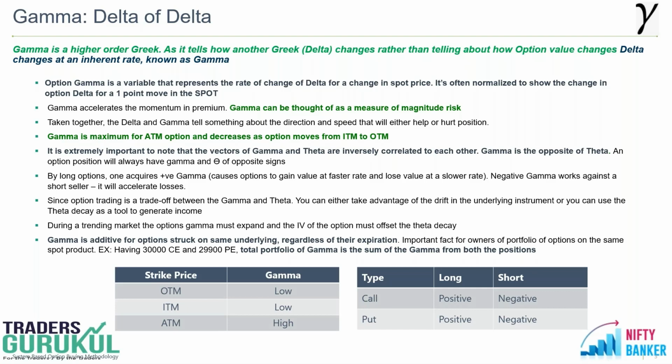Now, if that can be done, how exactly can it be of help to us? One thing that all of us know is that gamma is maximum for the ATM option and decreases as the option moves from ITM to OTM. Correct. Another thing we need to keep in mind: gamma is just the opposite of theta. So a lot of sellers, when they play for theta gain and time decay, are very concerned about how much damage gamma can create.